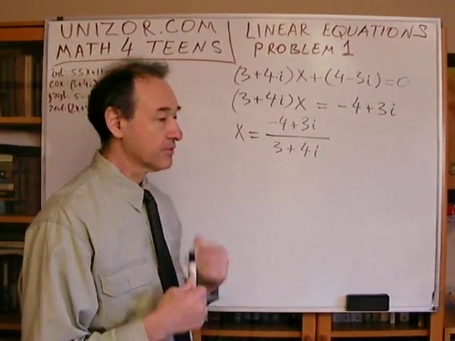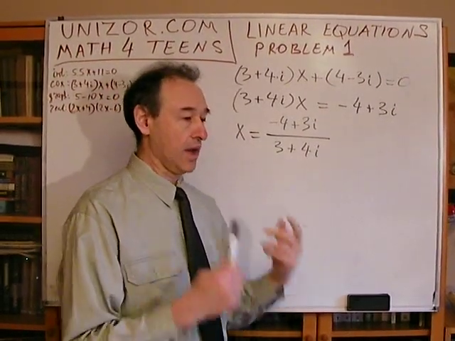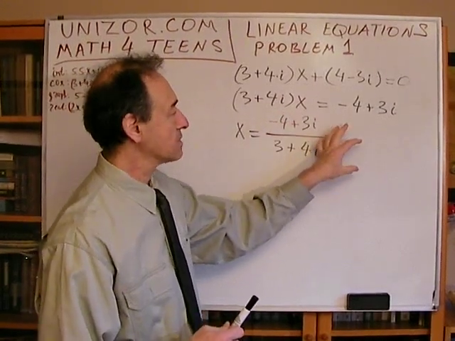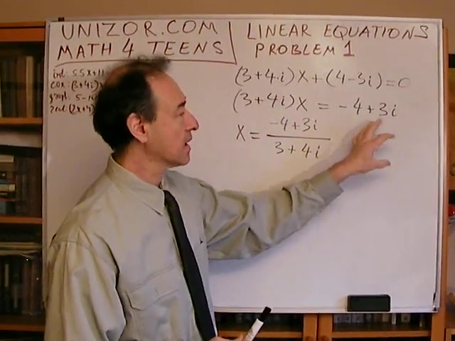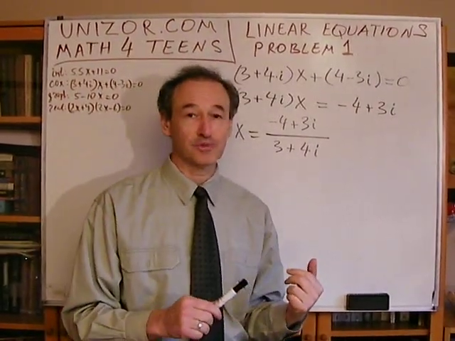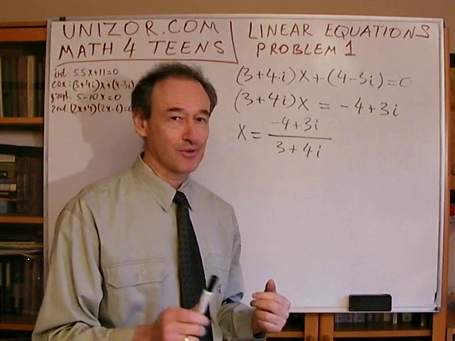Now, how can we convert this into a more traditional form, where I have a real number, and then plus or minus, and then another real number times i? Well, first of all, this is a good opportunity to press the pause button and try to do it yourself.